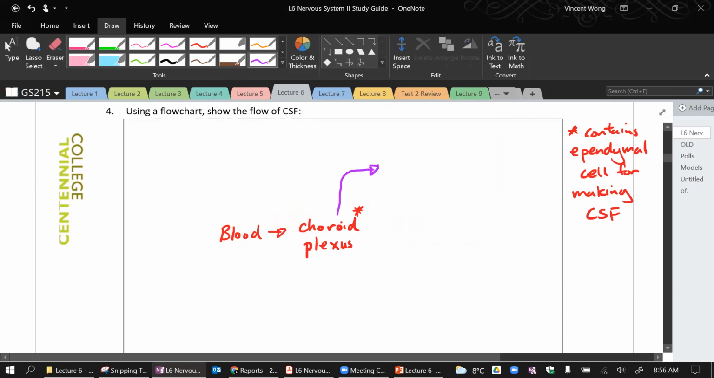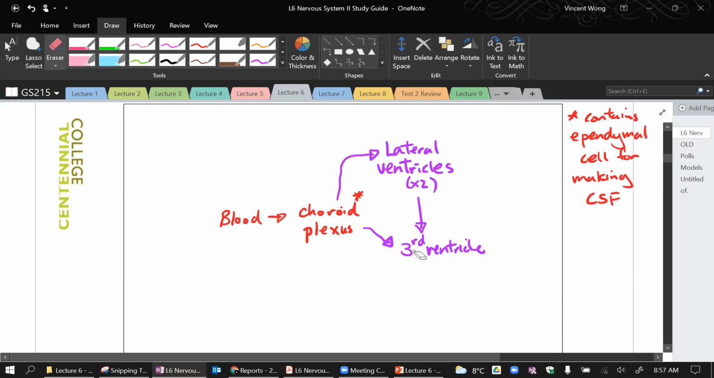So we're gonna have some made in the lateral ventricles. How many lateral ventricles do we have? Just checking. Two. Two is correct. Thank you. Two lateral ventricles, so times two. And then when the lateral ventricle is filled up, it's going to go into the third ventricle. Now, the third ventricle also has its own choroid plexus, so it will be producing its own CSF as well. It produces its own, but it will also be receiving it from the lateral ventricles.